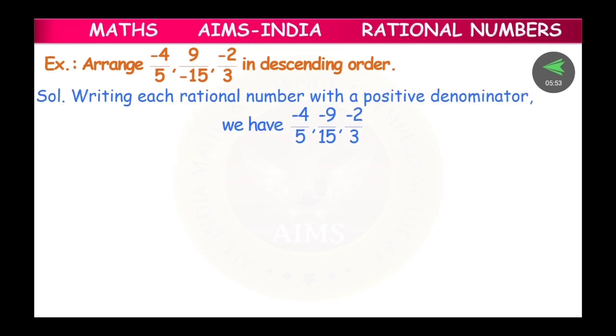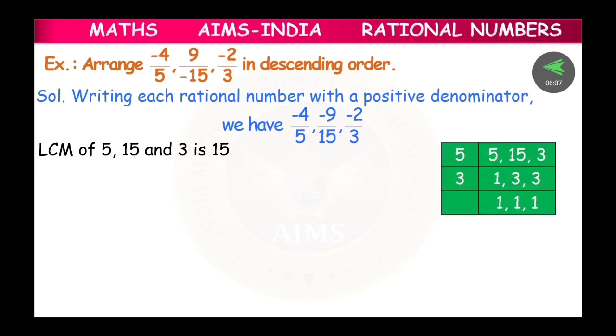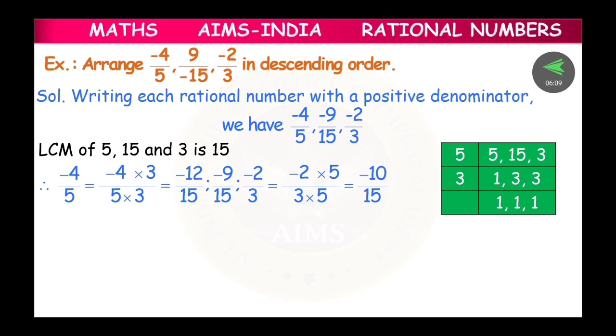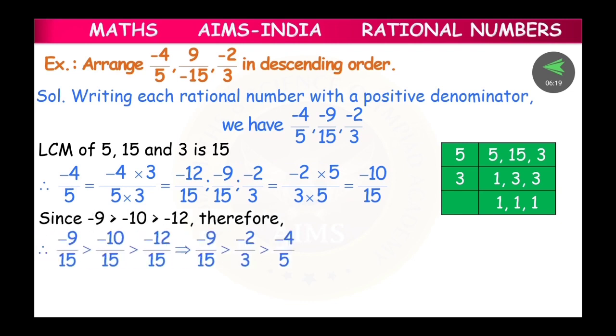So how? First, what do we have to do? First we have to write each with a positive denominator. That is the first step. Then we have to take the LCM of the denominators. That is the second step. Next, all the fractions are to be written with the denominator in terms of the LCM. Like that we can compare.